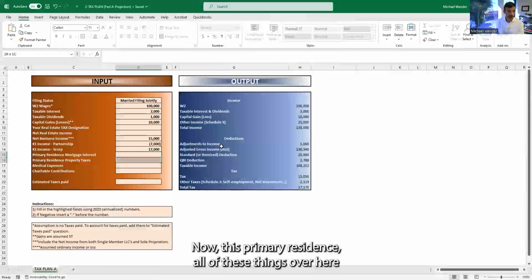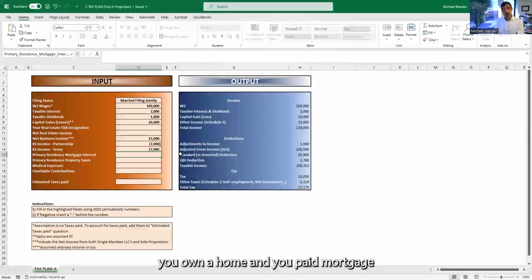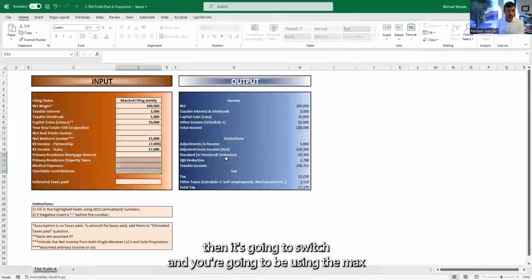Now, this primary residence, all of these things over here have to do with your Schedule A, with whether or not the standard or itemized deduction will be preferable. So let's say that you own a home and you're paying mortgage interest expense. As long as these together add up to more than this 25,900 approximately, then it's going to switch and you're going to be using the max over here.